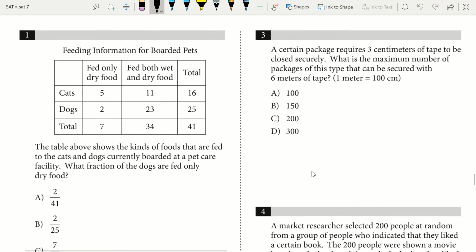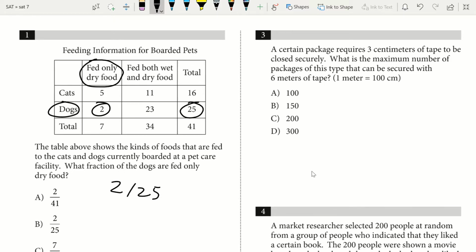Alright, question 1. Feeding information for boarded pets. The table above shows the kind of foods that are fed to the cats and dogs currently boarded at a pet care facility. What fraction of the dogs are fed only dry food? Well, here we have fed only dry food. Here we have dogs. So we're going to have 2 out of our total number of dogs, which will be 2 over 25, and that'll be answer choice B.